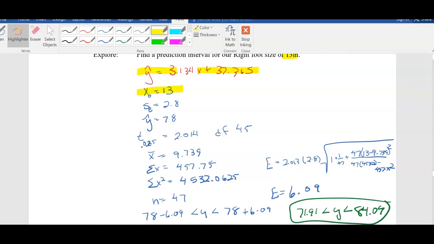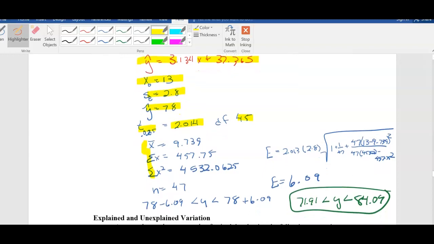Our standard error when you typed it into StatDisk was 2.8. Y hat we found again on the other page was 78. And it was 0.025 because 0.05 error is what we wanted our alpha to be. But I had 45 degrees of freedom because I only had 47 people. Yours could have been different. And I got 2.014. And these three were all found from our descriptive statistics.